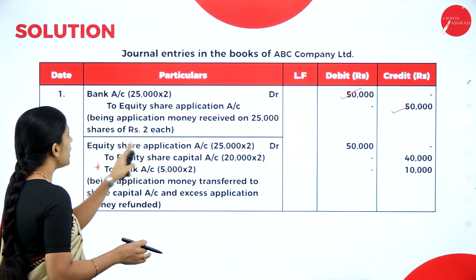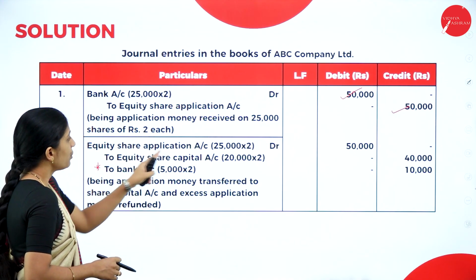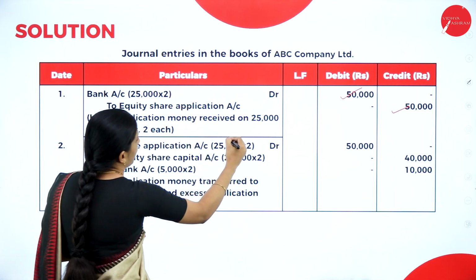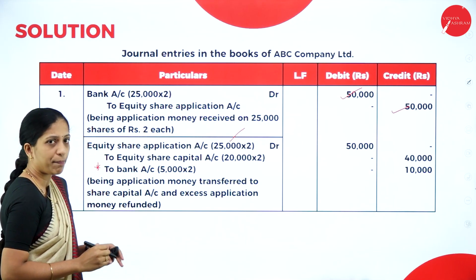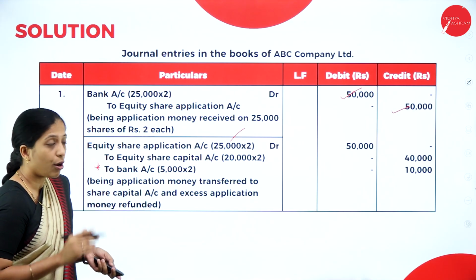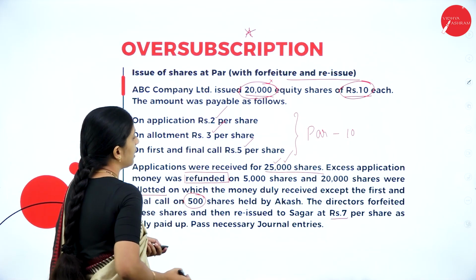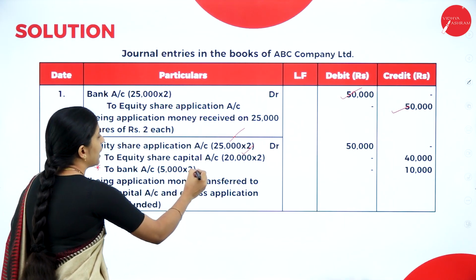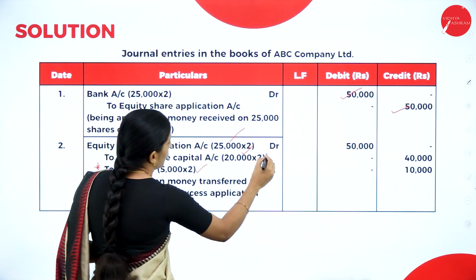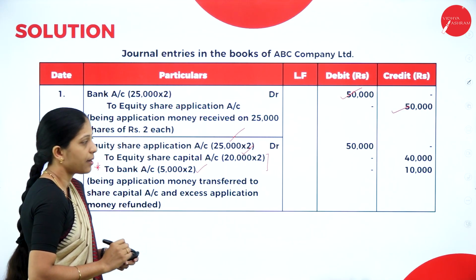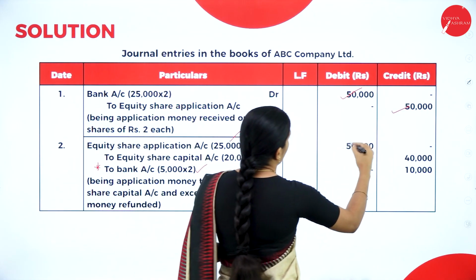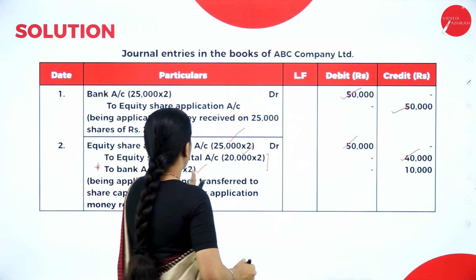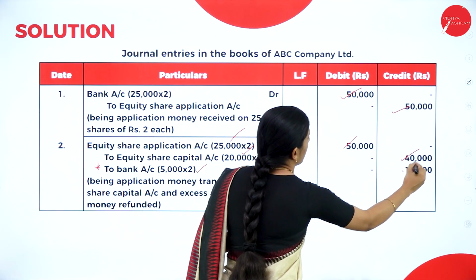So, what is your entry? Equity share application account debit to equity share capital account and to bank account. Now, same amount, 25,000 into 2 for equity share application. Equity share capital, how much do we actually require? 20,000, so 20,000 into 2. How much is excess? 5,000, so 5,000 into 2. If you add these two, it will be 25,000 shares. So, 25,000 into 2 is 50,000, 20,000 into 2 is 40,000, and 5,000 into 2 is 10,000.